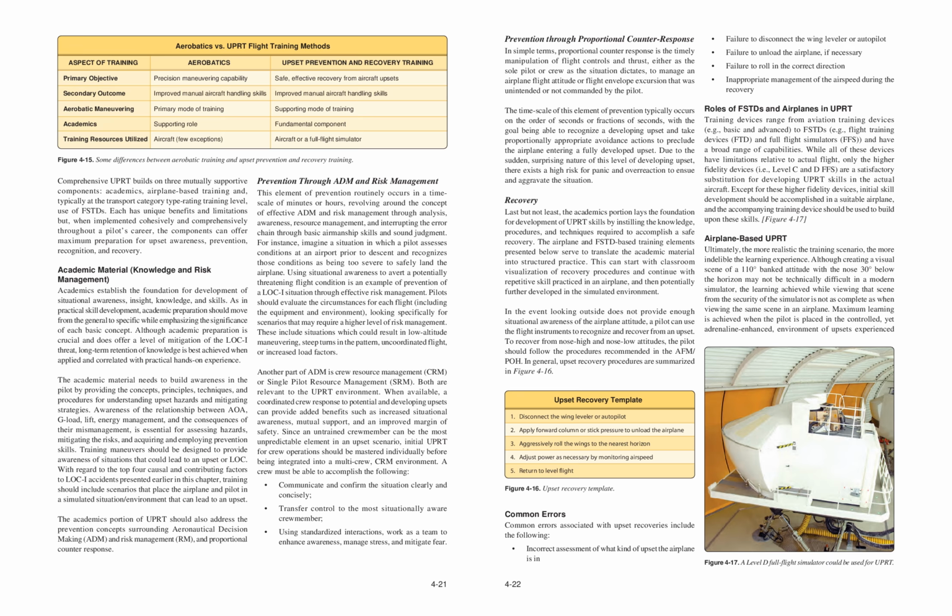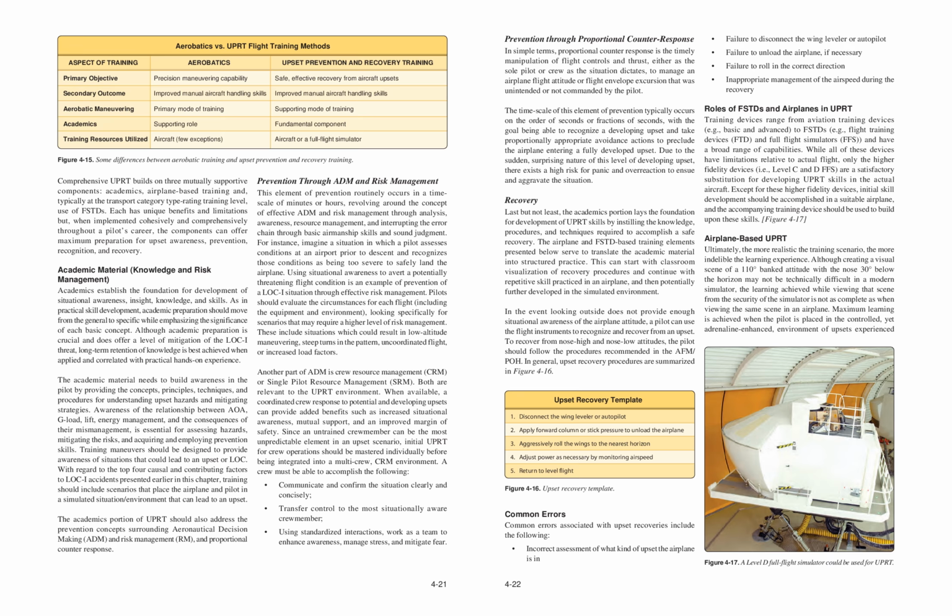In simple terms, proportional counter-response is the timely manipulation of flight controls and thrust, either as the sole pilot or crew as the situation dictates, to manage an airplane flight attitude or flight envelope excursion that was unintended or not commanded by the pilot. Common errors include: failure to disconnect the wing leveler or autopilot, failure to unload the airplane if necessary, failure to roll in the correct direction, and inappropriate management of the airspeed during the recovery.